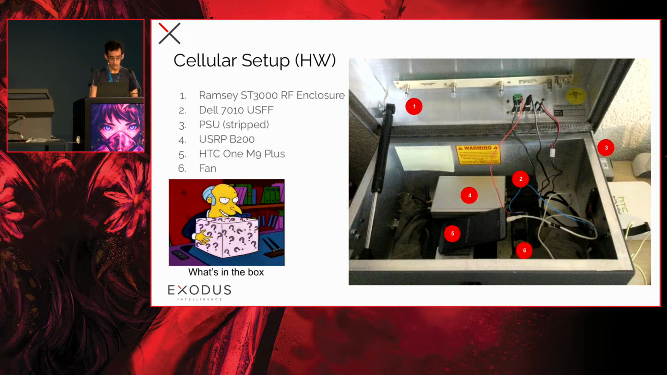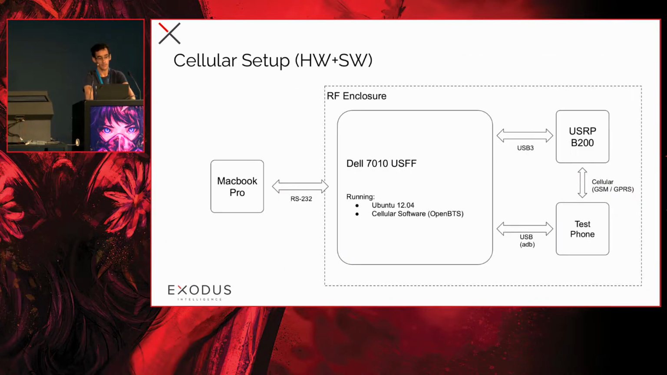There's also a USRP B200, which is an SDR device, a software-defined radio peripheral, and right next to it, there's the target phone. Under the phone, there is a fan because inside here, it gets pretty hot, especially when it runs for a prolonged time, so it does need to be cooled down.